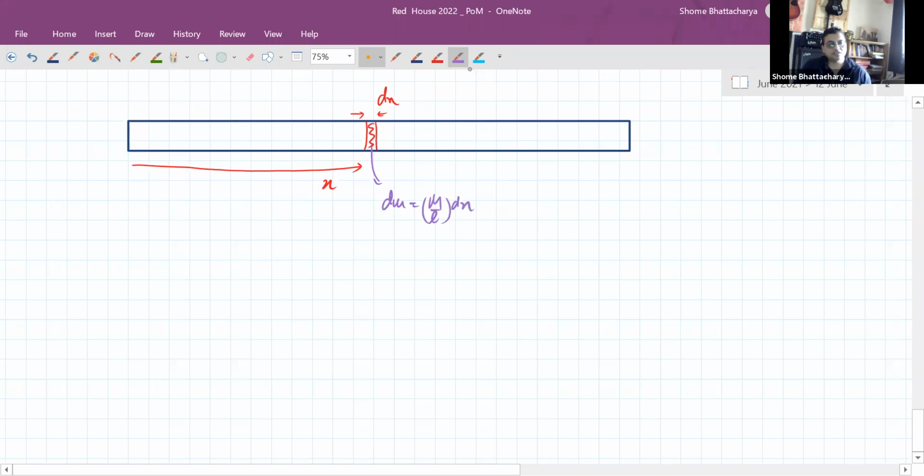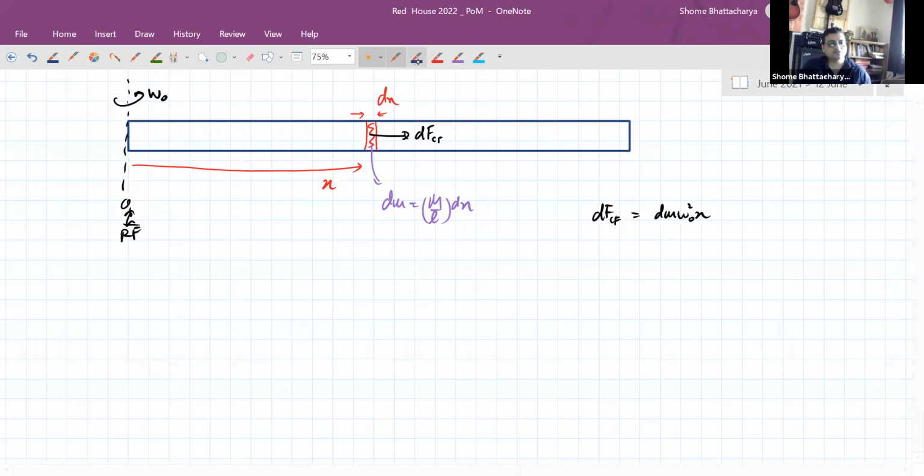Now on this element there will be a centrifugal force acting. That centrifugal force is dm omega square x, because it's rotating like this. So this is in the rotating frame.